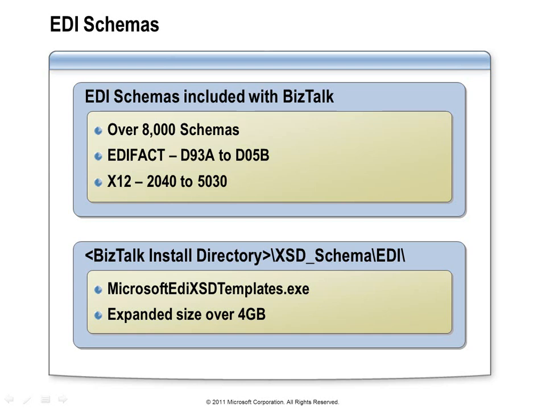BizTalk itself ships with over 8,000 schemas, including a broad range of the EDIFACT and the X12 schemas. And they package these up because there are so many of them and they're so large, they actually pack these up in a self-extracting installer of Microsoft EDI XSD templates. Typically what you'll do is expand that somewhere on an external drive or a separate hard drive, and you're only going to pull in the particular schemas that you want. You're never going to deploy all of the schemas. You're just going to deploy the schemas to BizTalk in your particular projects that you actually are going to use and that you care about.